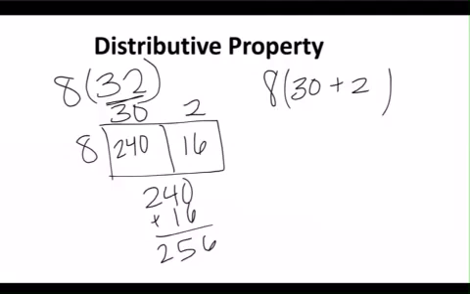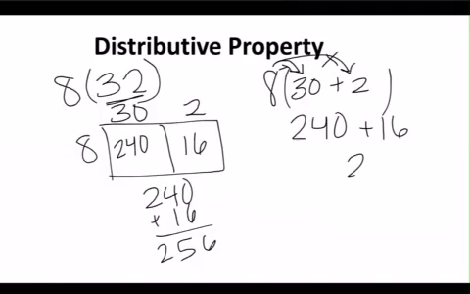Distributive property is known as the handing out rule. Why? Because what we did with the 8 is we handed it out to the numbers on the inside, and we multiplied for both of them. 8 times 30 is 240. 8 times 2 is 16. Added them together and we got 256.